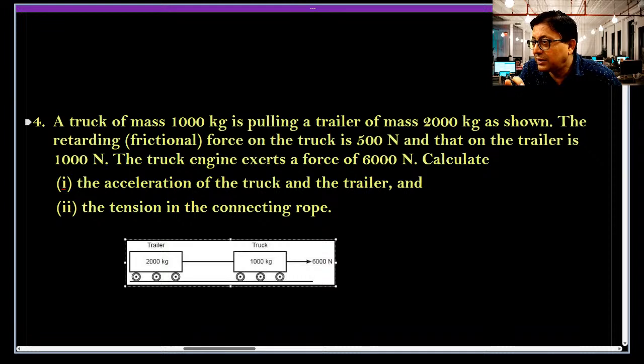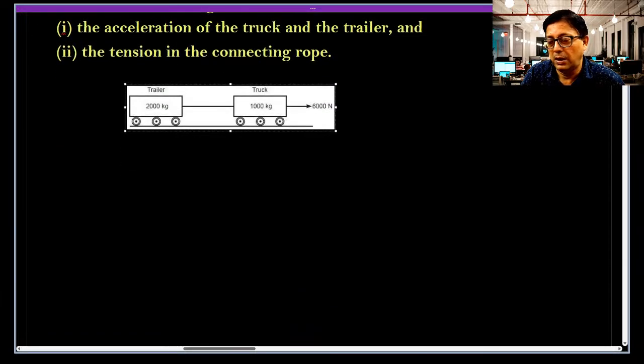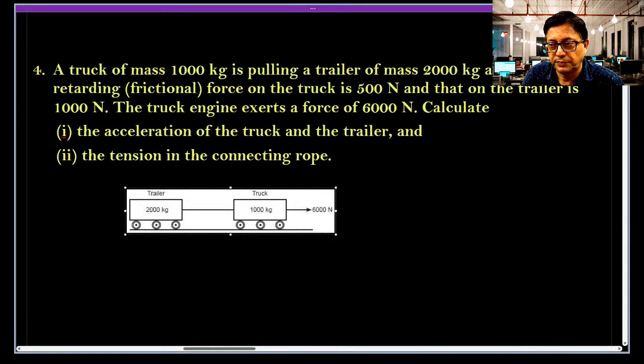I think you all can read the problem properly, no? It's quite obvious. Retarding force 500 Newton, that the trailer is 1000 Newton, truck engine exerts a force of 6000 Newton. Calculate the acceleration of the truck and the trailer and the tension in the connecting rope. This is a simple problem.